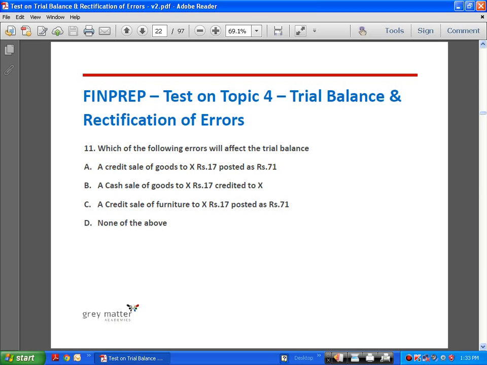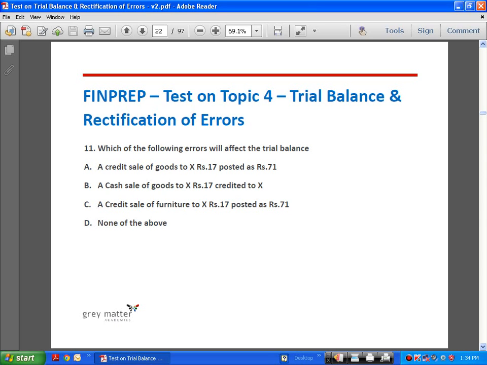Next, which of the following errors will affect the trial balance? Option A, a credit sale of goods to X rupees 17 has been posted as rupees 71. So when a credit sale of goods is made to X for rupees 17, the entry is first made in the sales day book, from which entry is made to the sales account. Individual entry made based on the invoice is made to the account of X. So here the entry has been made in the account of X as rupees 71, but it has been recorded as 17 in the sales account. So this is the error which will affect the trial balance.